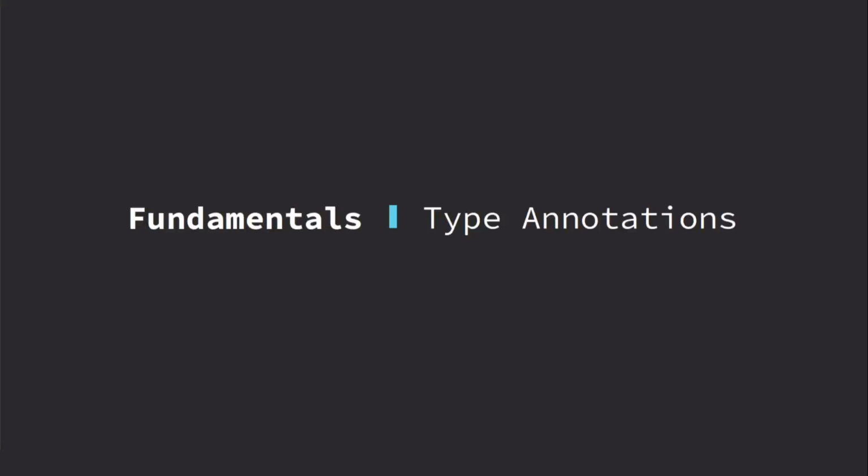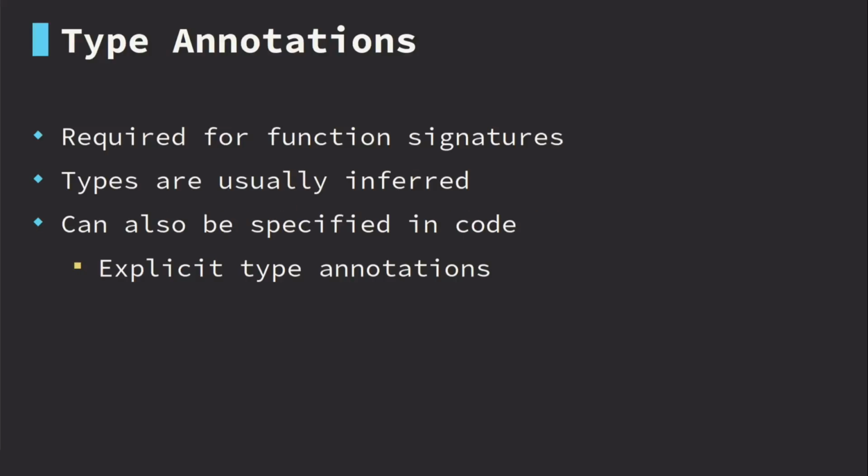In this video, I'll be going over some additional information about type annotations. As you know, type annotations are required in function signatures. Usually, types are inferred by the Rust compiler. However, you are able to specify types in certain locations. When you do so, this is called explicit type annotation.